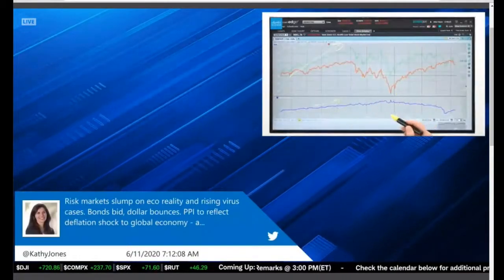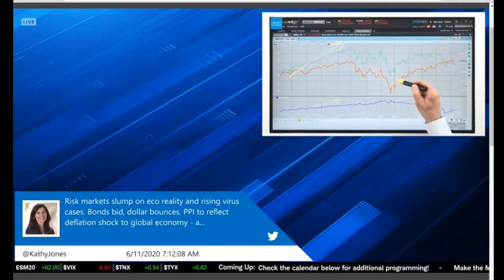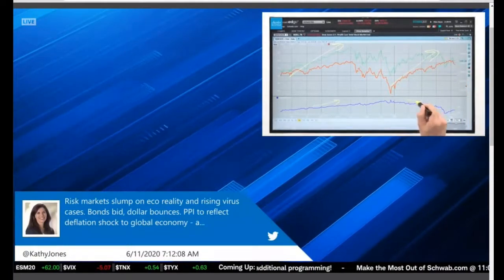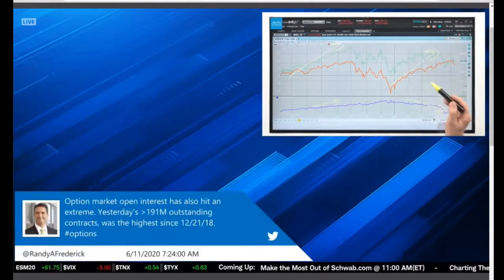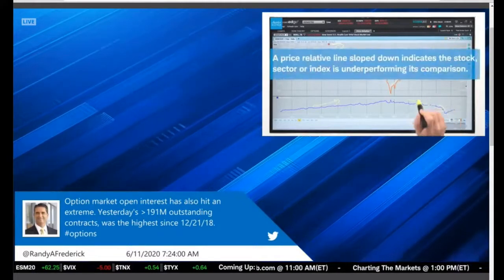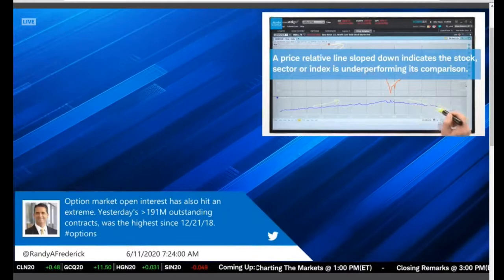Now let's move over to December. As we see coming off the bottom in December, again, both indices were trending higher, but now we look at the price relative line and it is actually sloped down. This means that healthcare is now lagging the overall market. Remember, if the symbol you are interested in is underperforming the comparison stock, sector, or index, the price relative line will slope down.